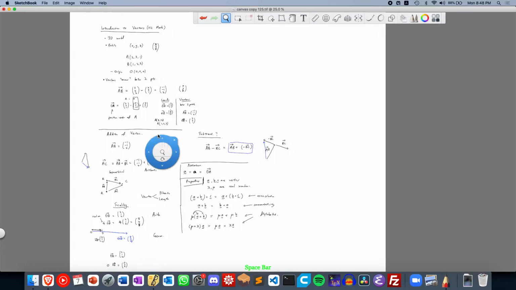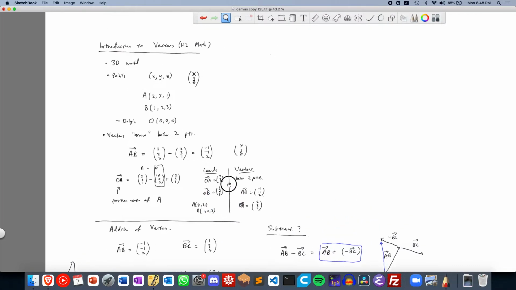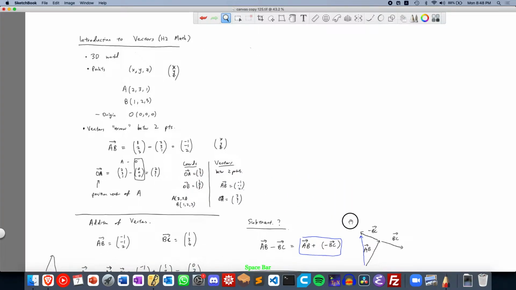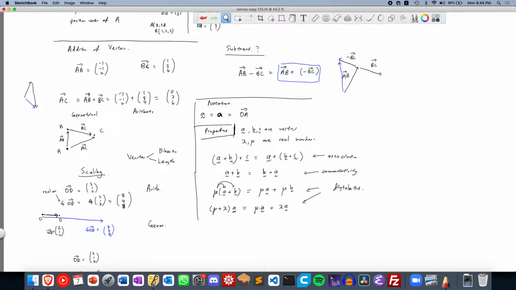So if you haven't watched the previous video on introduction to vectors, please go ahead and watch it. There we talked about what vectors are, right? We talked about addition of vectors, scaling of vectors, and subtraction of vectors, and lastly we talked about some properties involving addition of vectors as well as scaling.